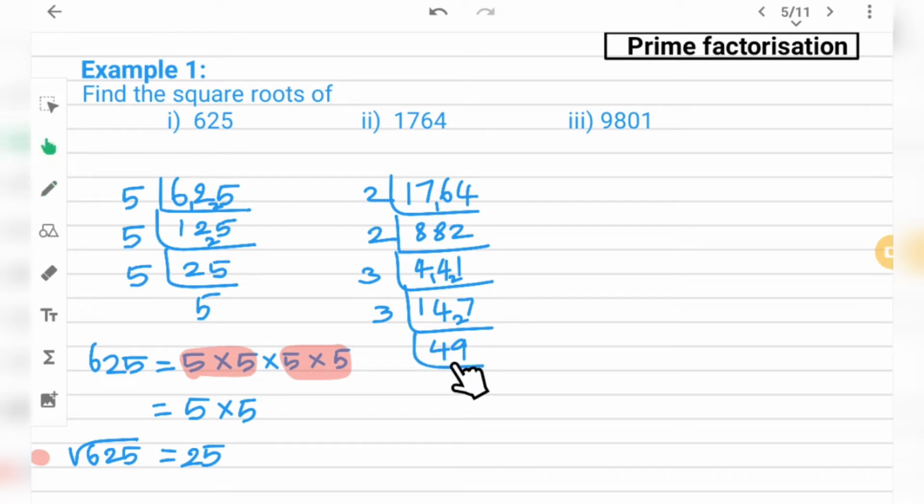Is it possible for me to divide it by 2? No, because the ones place is an odd number. It is not an even number. Then I am going to check for the next prime number, 3. 4 plus 9 is 13. 13 means 1, 3. If you add 1 and 3 you will get 4. So it is not possible for 3 also.